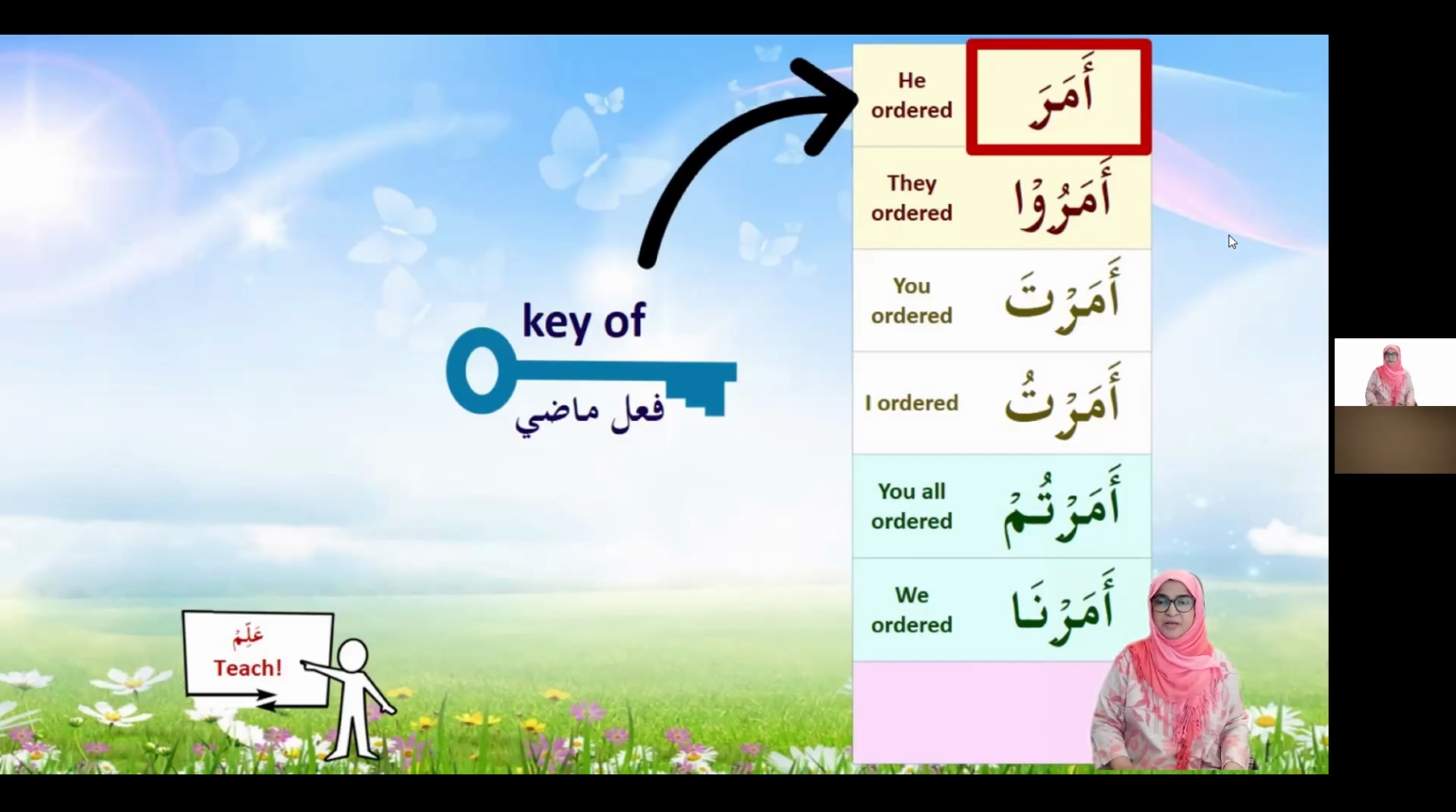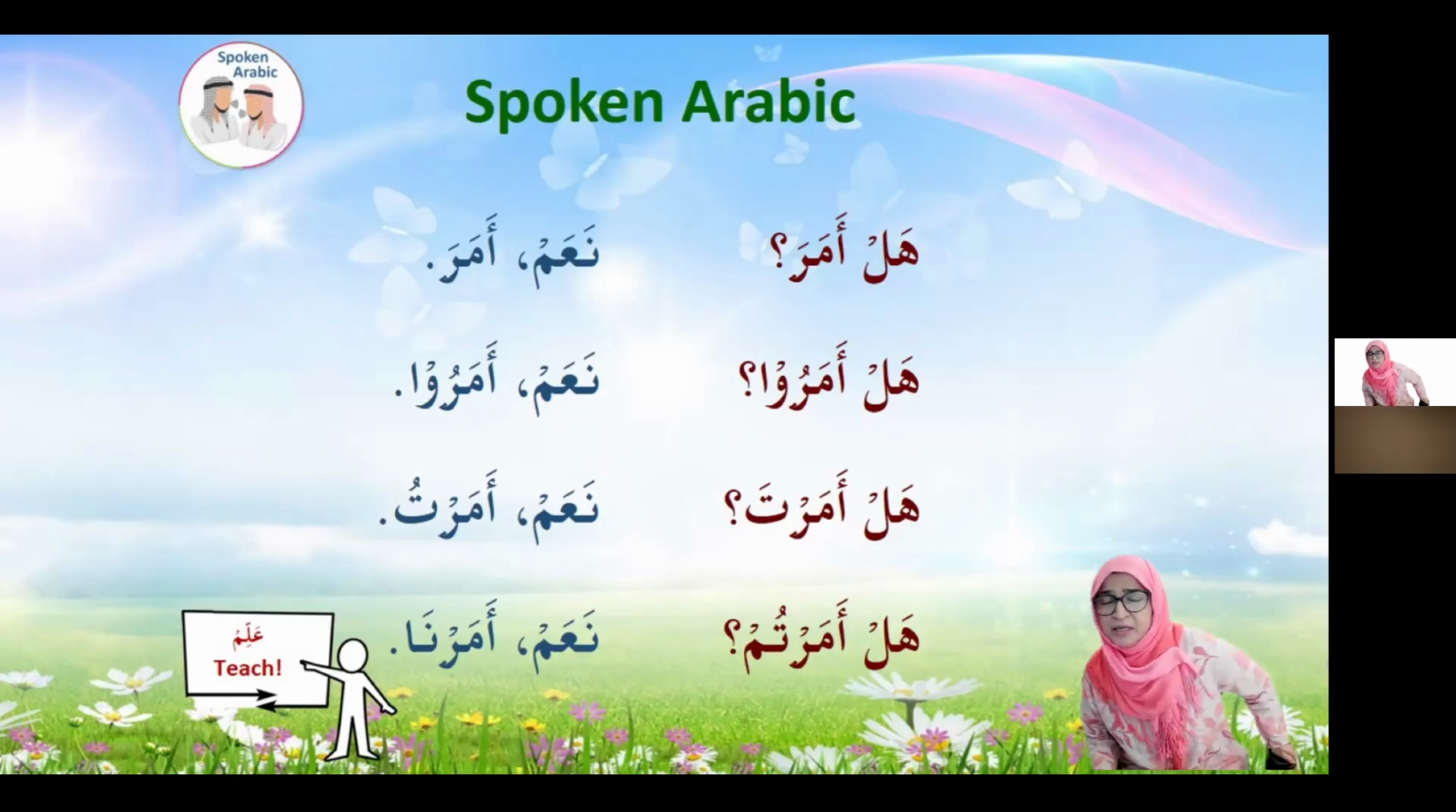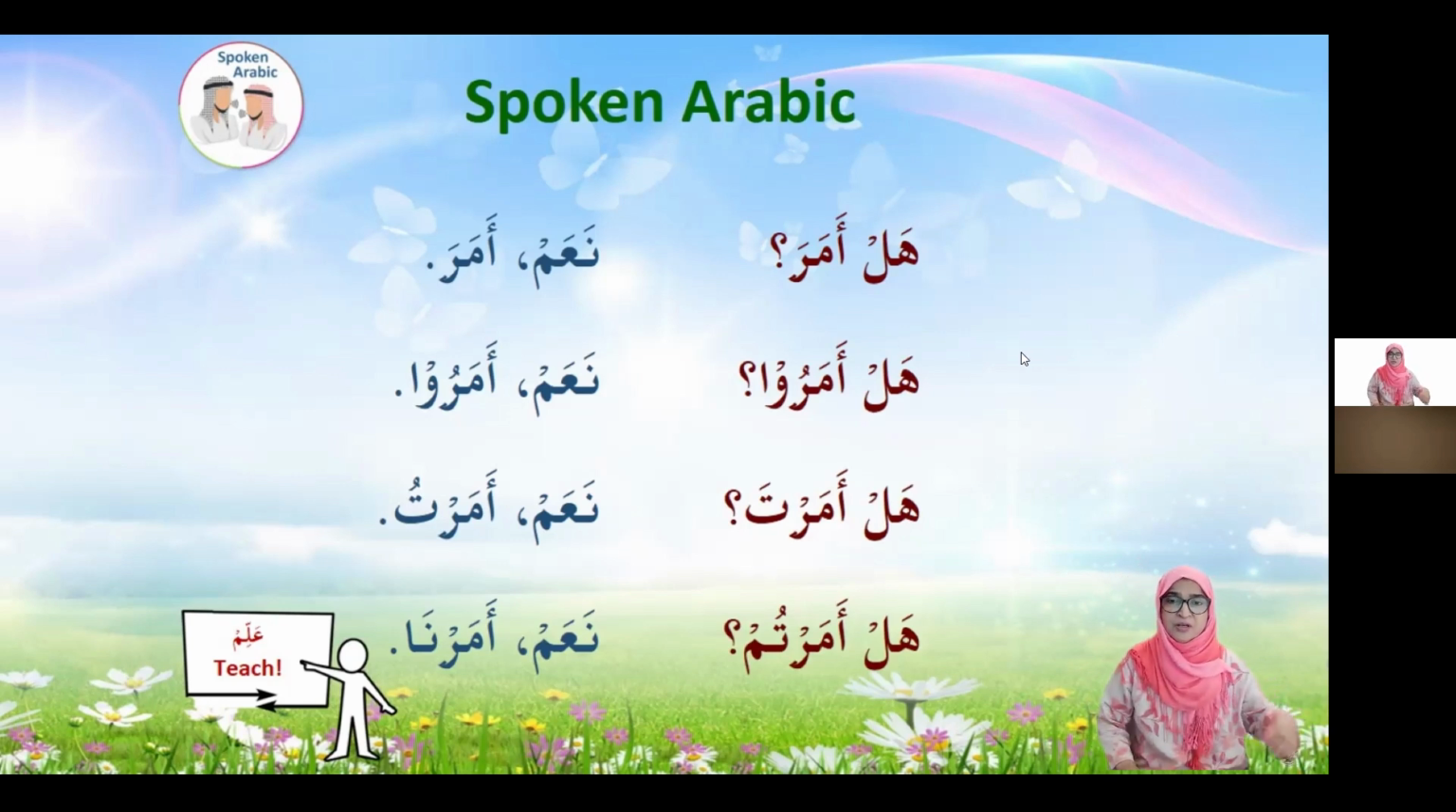So it's easy. All right, let's do a little bit of spoken Arabic here. Hal Amara means did he order? So the answer is Naam Amara. Yes, he ordered. Hal Amara, did he order? You say, Naam Amara.